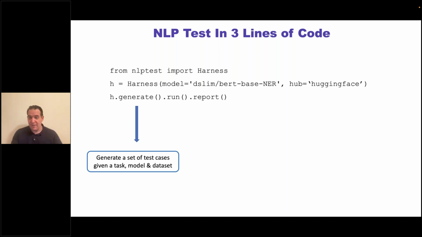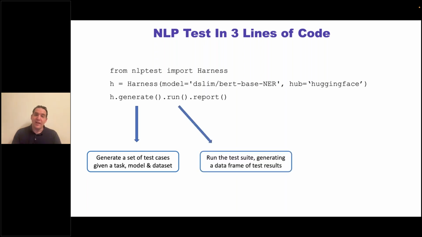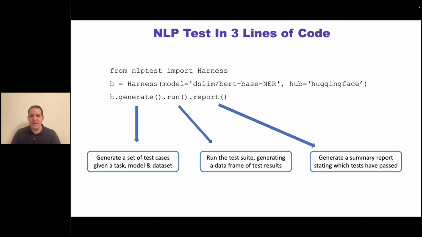It generates a test suite, a set of test cases, based on the model and based on a dataset, a default dataset for named entity recognition in the hub. Then you run the tests. Once you've generated the test suite, you run them and generate the data frame of what passed and what failed. And then you call report. What report does is group all your test results into a summary report, and we'll see an example soon, and tells you whether it passed or failed. Basically these 3 lines of code are everything you need to do.